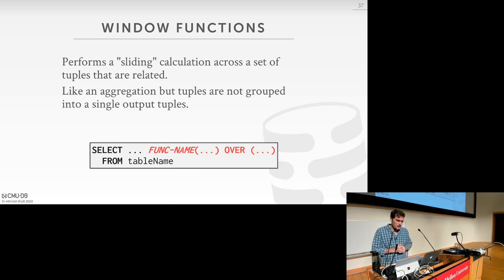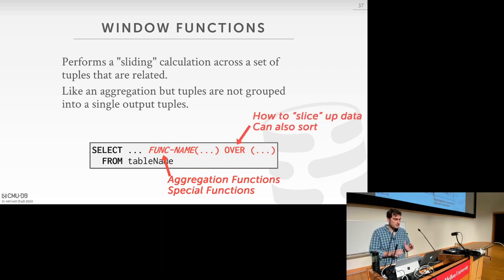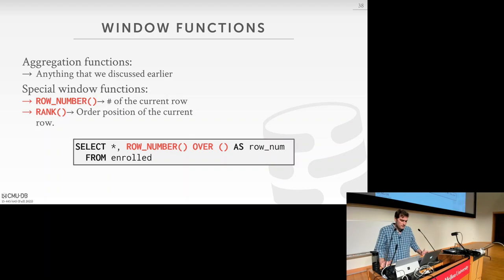So the syntax for this is that we're going to select function name over some partition from the table. You can think of the over piece like a group by, and I'll explain what this means in a second. The aggregation functions appear there, and the over clause is how to slice up the data for your partitioning. What can the aggregation functions be? Anything we discussed earlier: average, min, max, count, all that stuff. The specific window functions that we have are row number, which gives us the number position of the current row, and rank, which gives us the order position of the current row. The row number is the total overall number of the result, and the rank is the position within a partition.